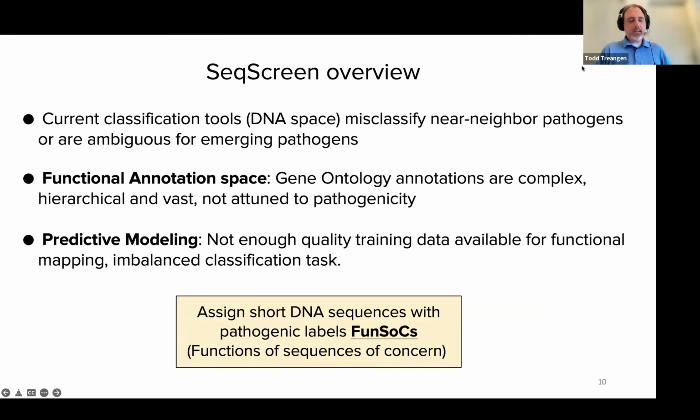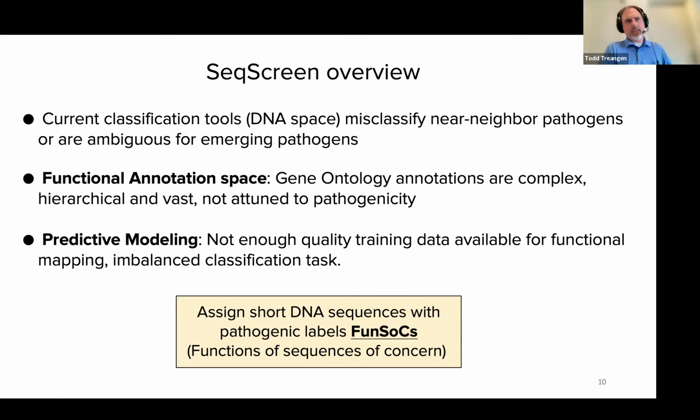Today is going to be a slightly different way, and it's really through this journey that I've been through with my collaborators over the last 5 years. Current classification tools, again just in the DNA space specifically, misclassify near neighbor pathogens or are ambiguous for emerging pathogens. That was something that really inspired some other development choices of this tool.